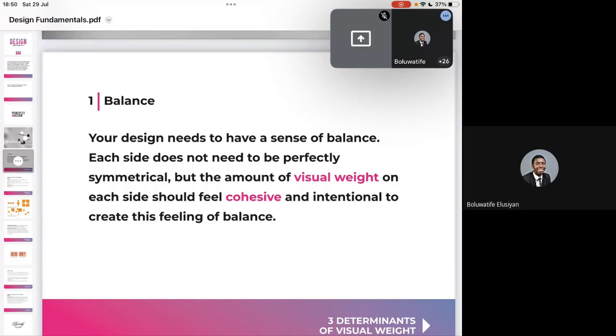And the secret about design that people don't know: people think it's just about how many things you put on it, how many effects you put on it, that makes your design beautiful. But no, you have to be intentional with everything. That's why this slide says the visual weight on each side should feel cohesive and intentional. You are putting everything everywhere for a purpose. You are putting this text here because you know it needs to be here. You're putting this picture of this model here because you feel it would attract people's attention towards this particular event on the design. Everything has a purpose in design.